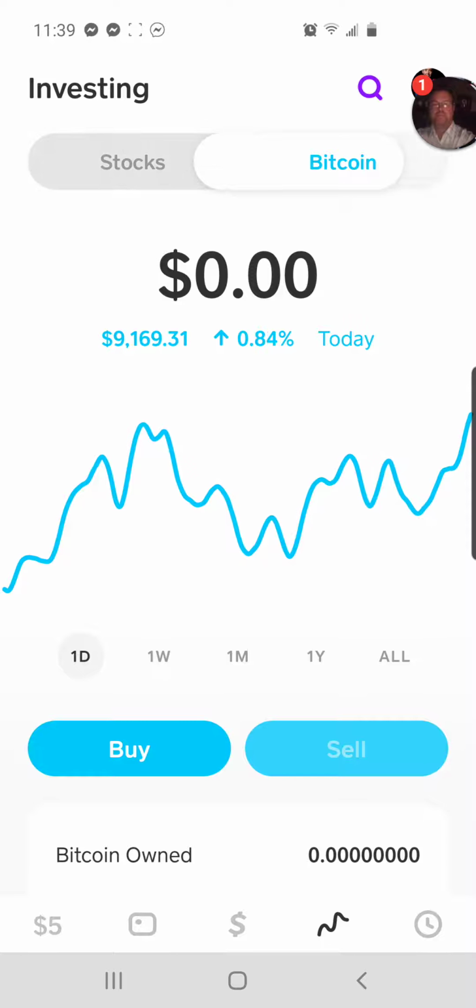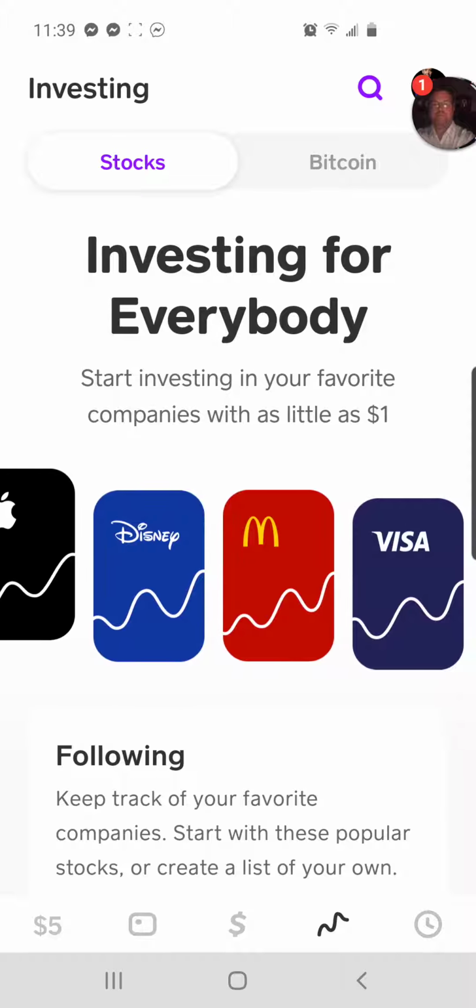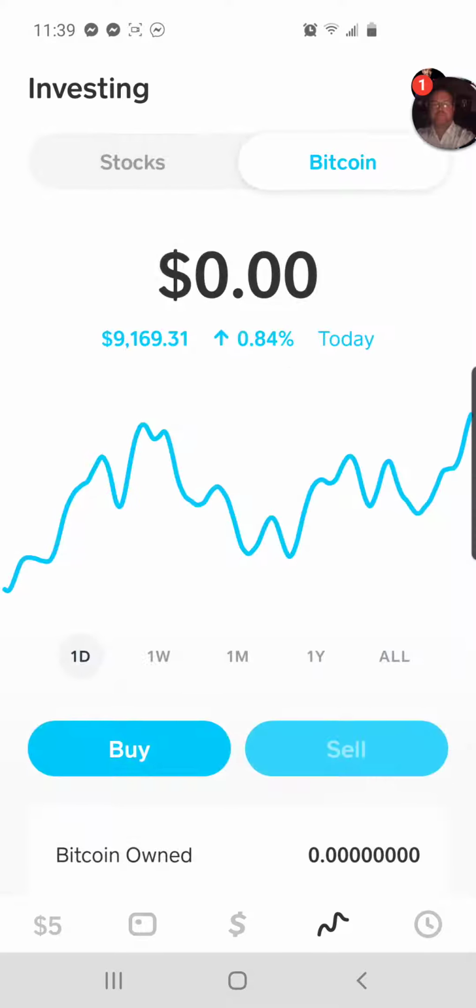And investing, usually it shows up with something like stocks, but you can also click on the button that says Bitcoin. It was already there because I'd already clicked on it previously. Okay, so now if you go down, you got a buy or sell button here, and obviously there's nothing there, so there's nothing for me to sell. So the only option I have here is a Bitcoin buy.